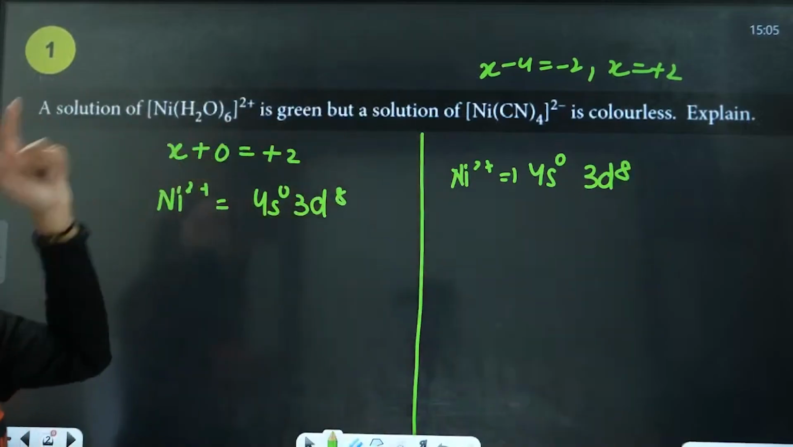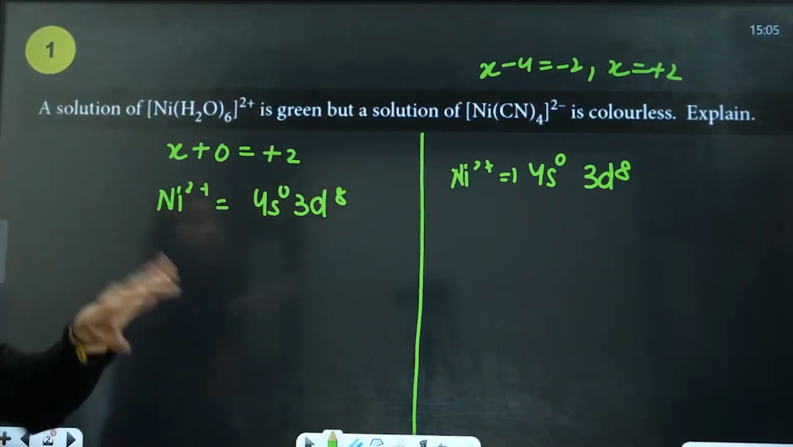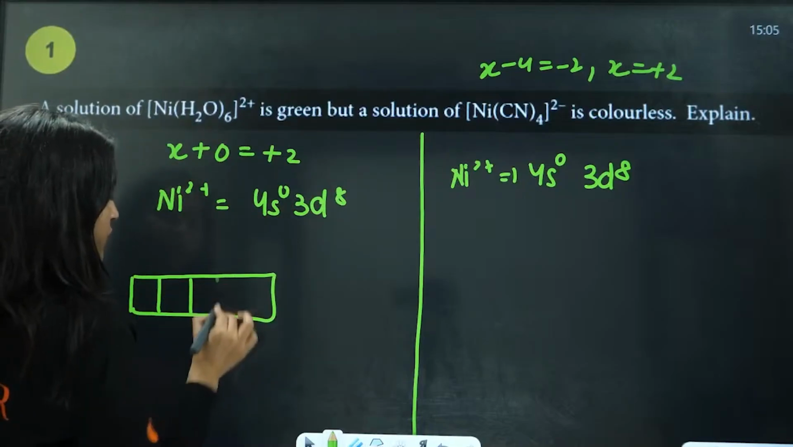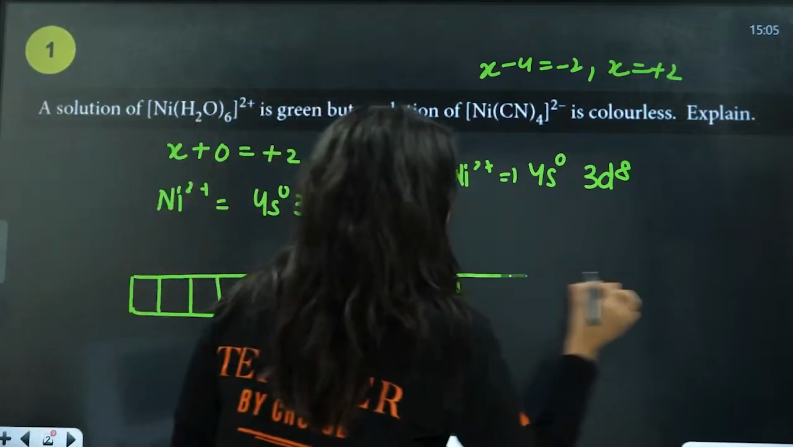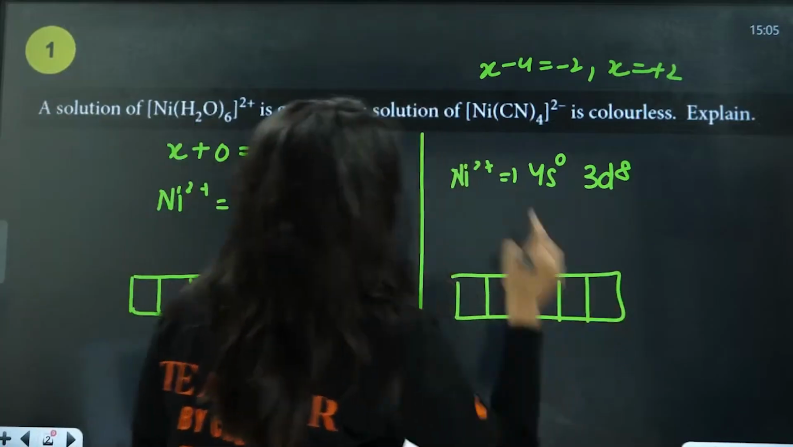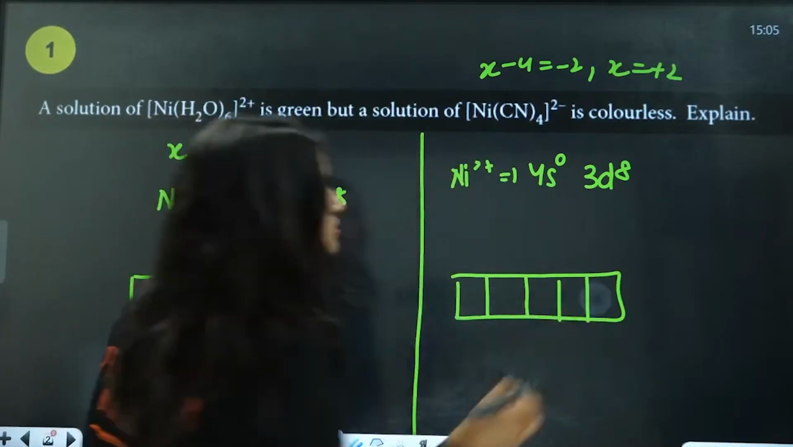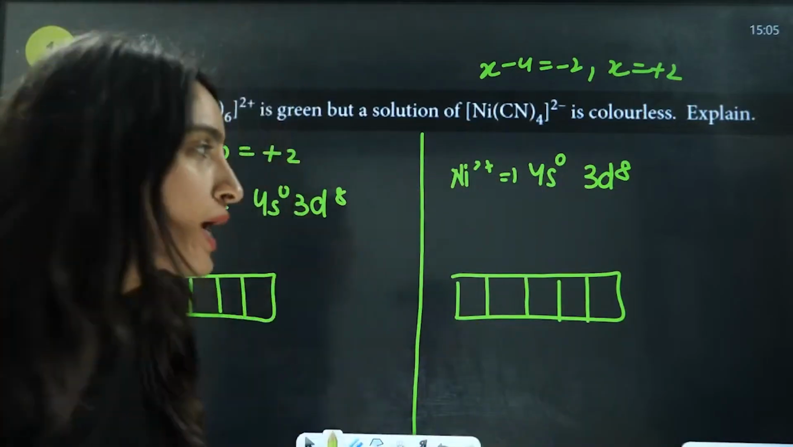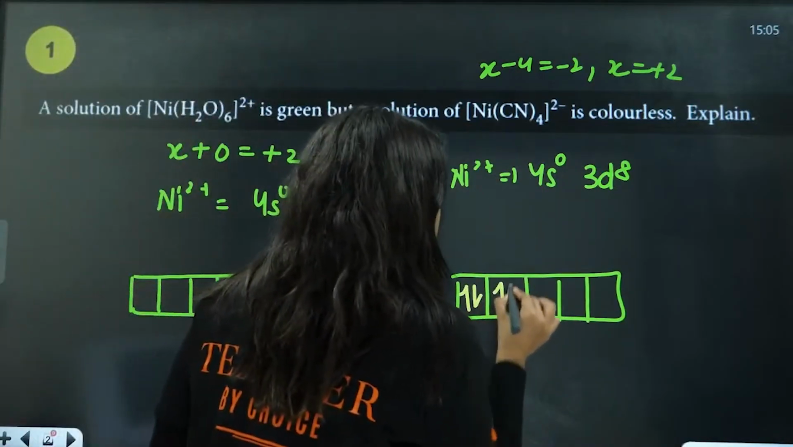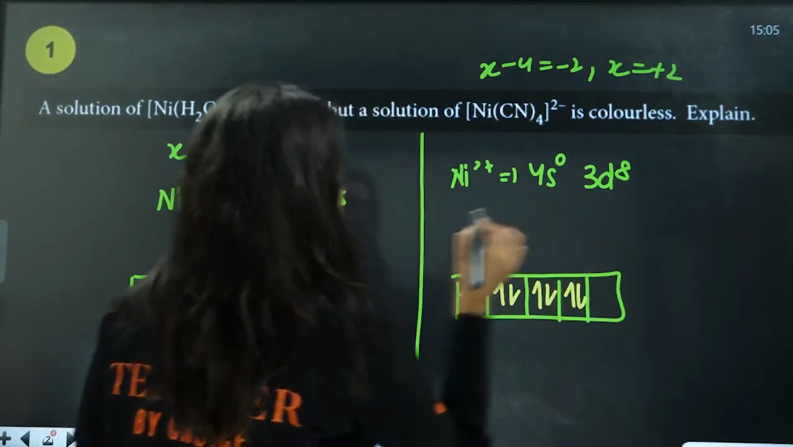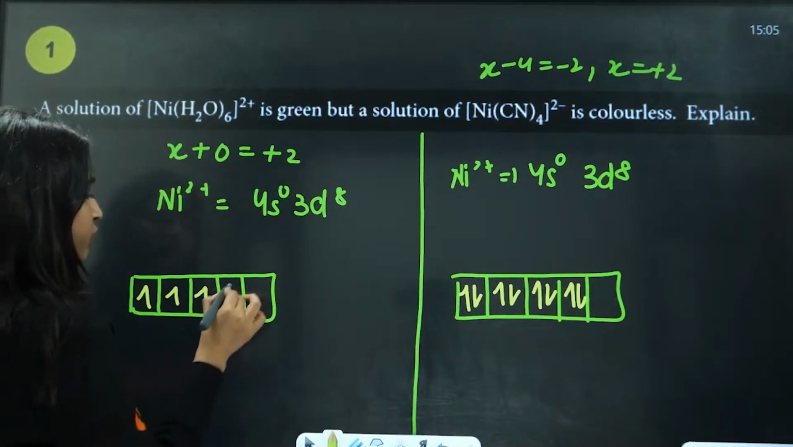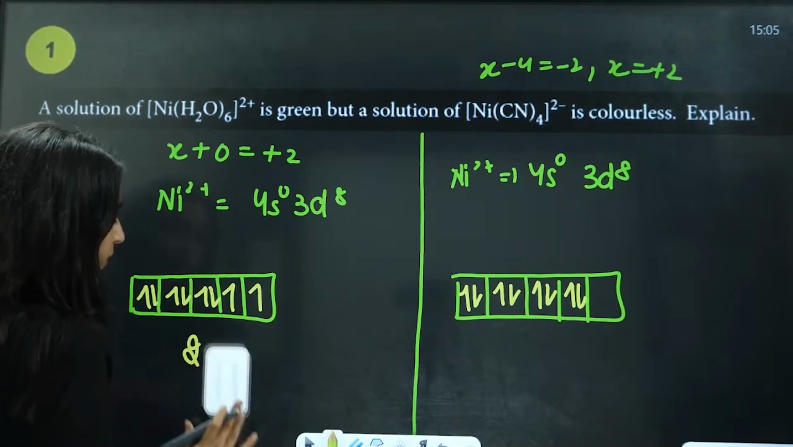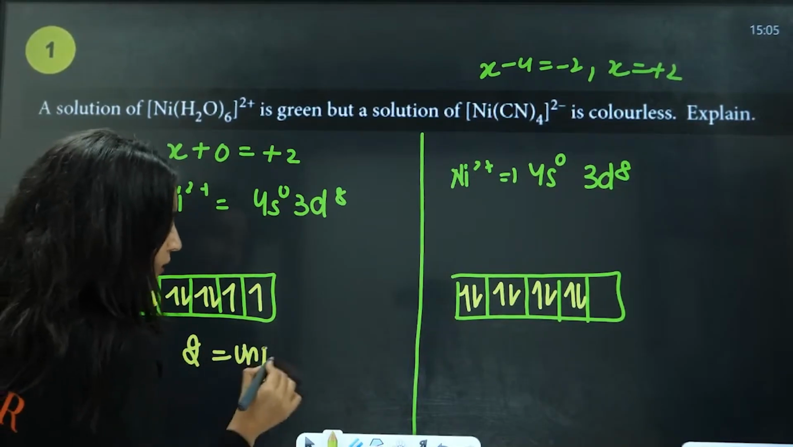Now, this is a weak ligand, that is a strong ligand. Here we will not have pairing, and here this is a strong ligand. Strong ligand will cause pairing. So here that is 1, 2, 3, 4, 5, 6, 7, 8, and here we will have 1, 2, 3, 4, 5, 6, 7, 8. Here you have 2 unpaired electrons.